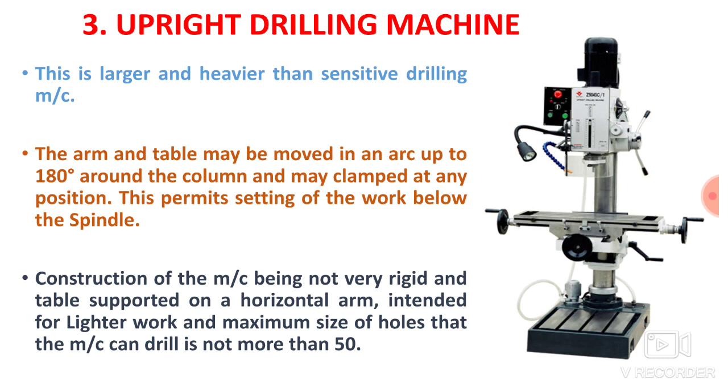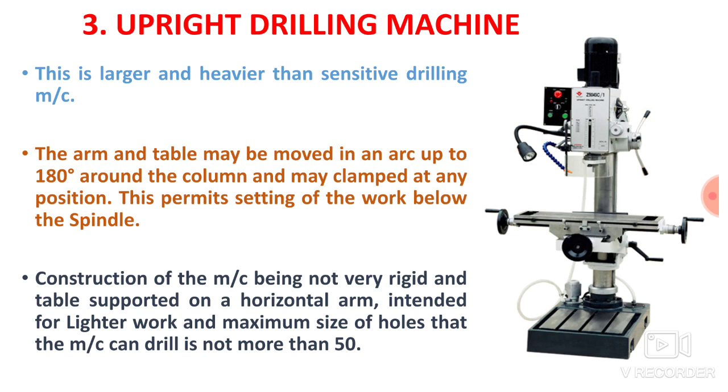The next type is the upright drilling machine. This is larger and heavier than the sensitive drilling machine. The arm and table may be moved in an arc up to 180 degrees around the column and may be clamped at any position. This permits the setting of the work below the spindle. So you can attach the table at any angle. You can rotate the table as well as the arm in an arc up to 180 degrees.